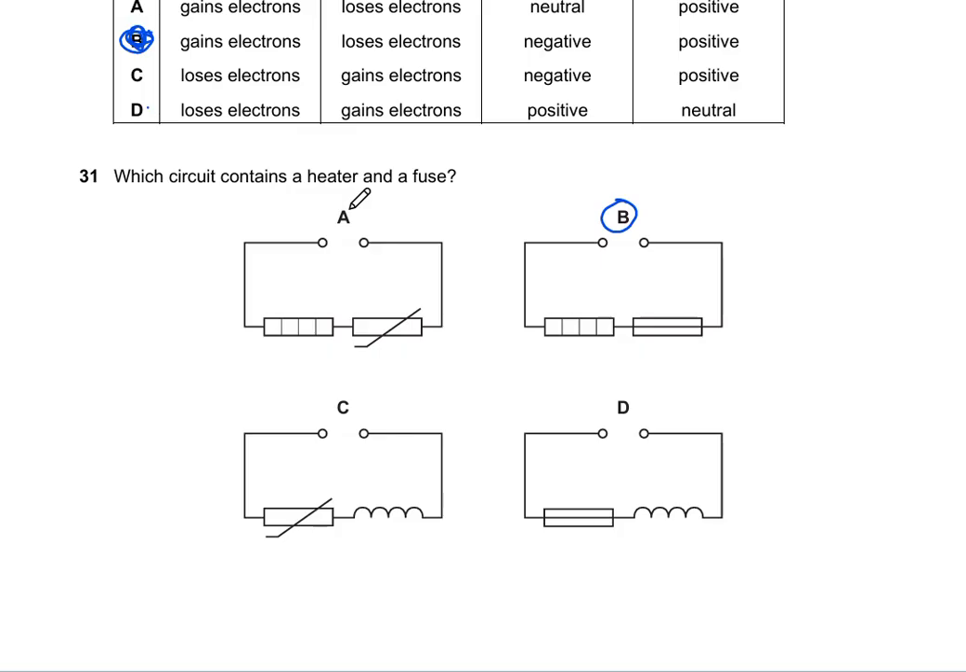Okay, this is the one. We have to know the circuit symbols here. So this symbol corresponds to a heater, this is a fuse. This wire melts and the circuit breaks. This is a fuse, this is a fuse. So heater and a fuse, B. Simple.